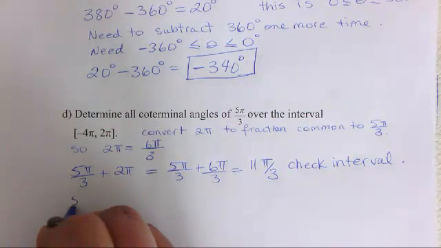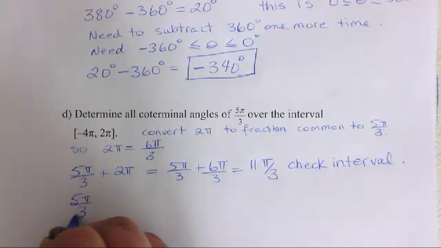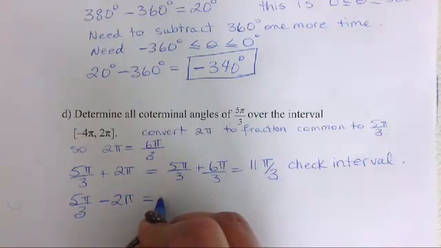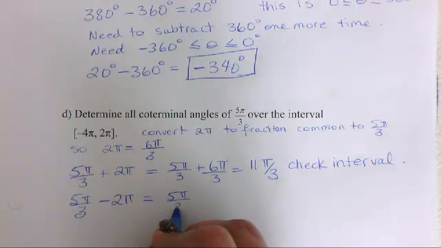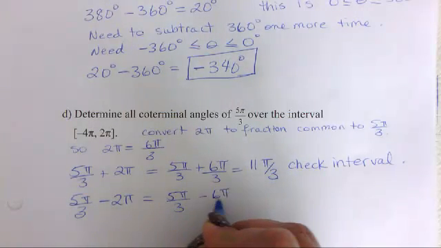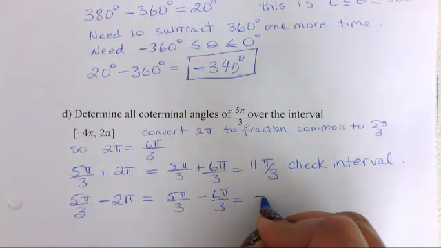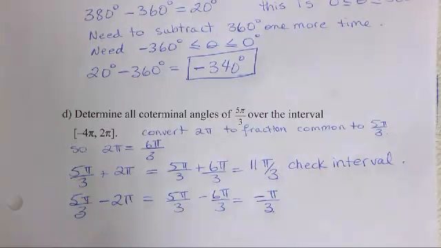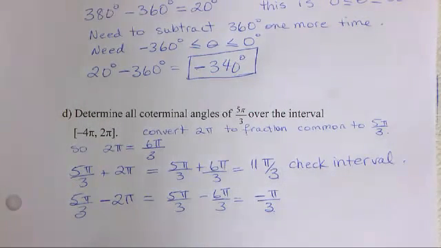And let's check here, 5 pi by 3. So we're going to go in the opposite direction and see if we can find one that fits. So 5 pi by 3 minus 6 pi by 3, that gives us minus pi by 3. So negative pi by 3. All right.